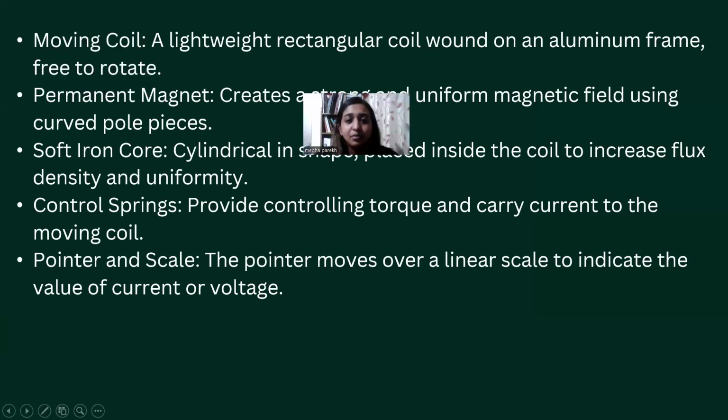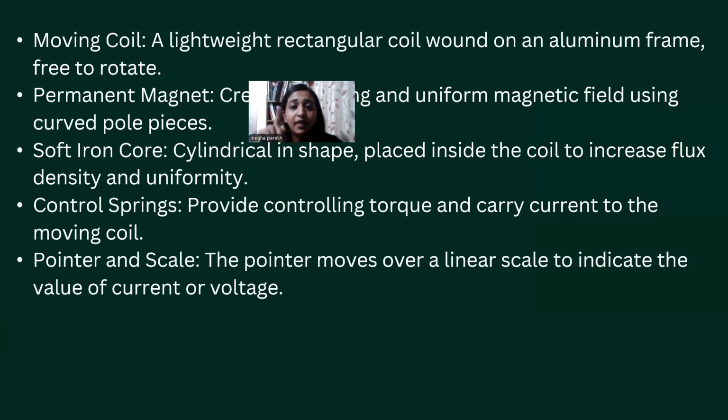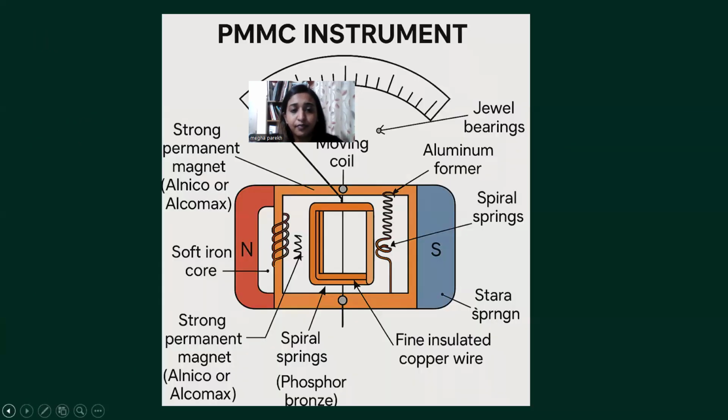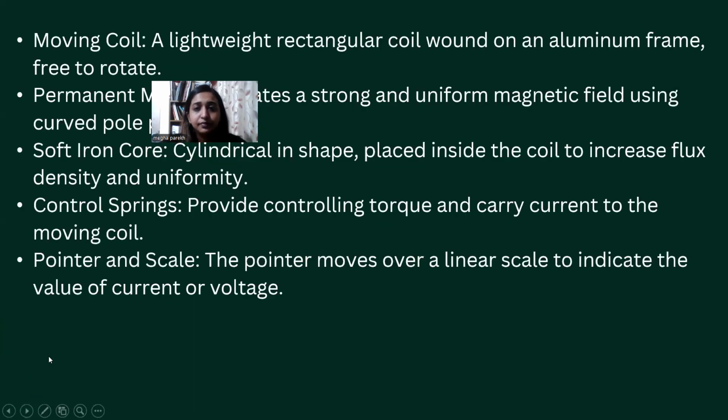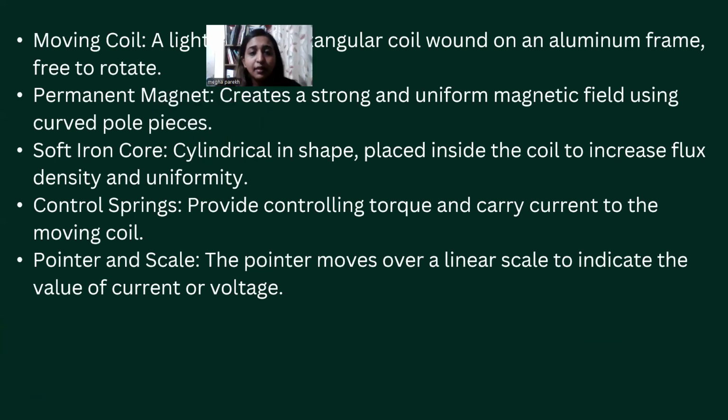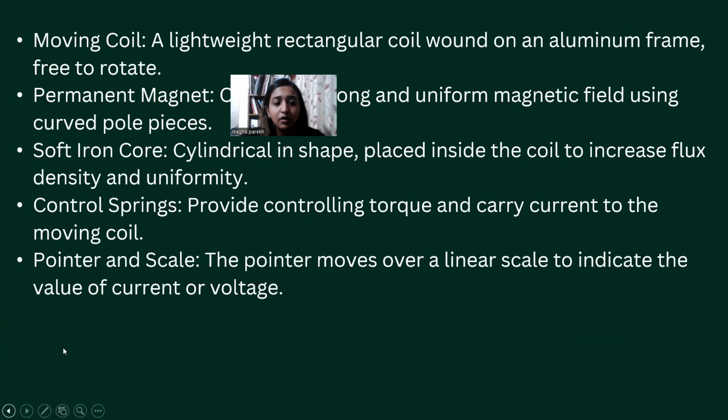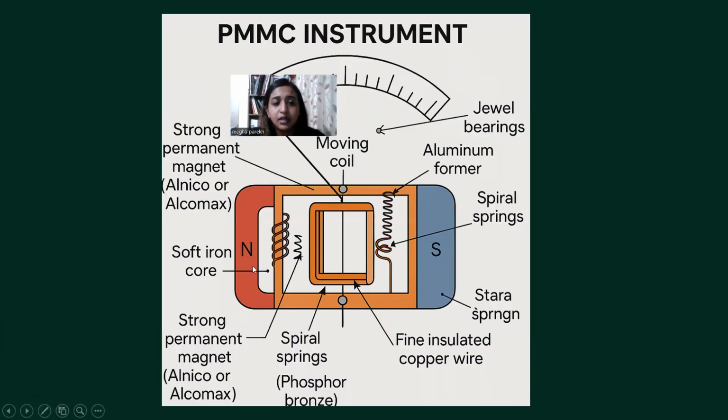Now let's understand each part of it. Moving coil. What is the moving coil? A lightweight rectangular coil wound on an aluminum frame, free to rotate. So this is the moving coil, made up of aluminum. The permanent magnet creates a strong and uniform magnetic field using curved pole pieces. These are the permanent magnets.